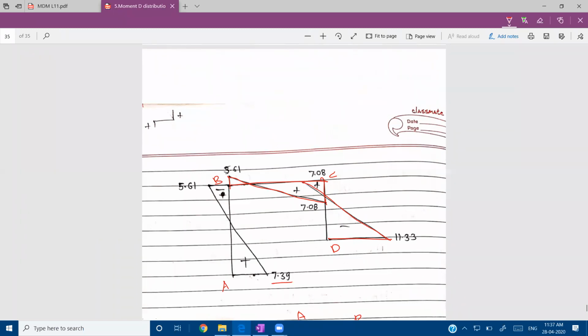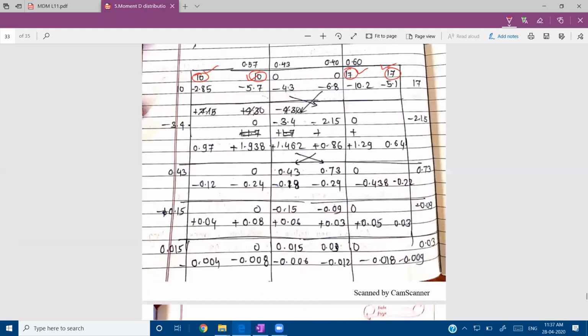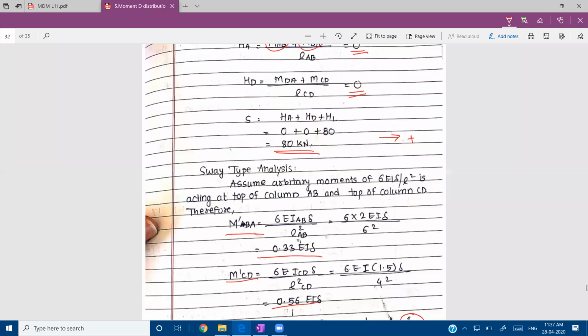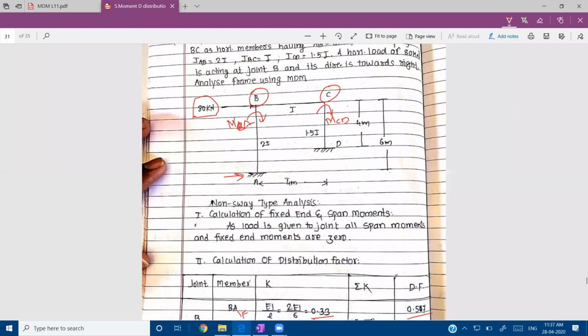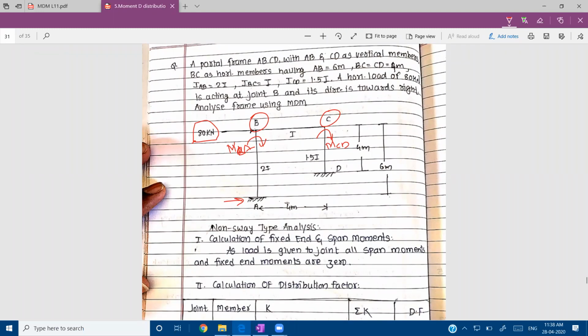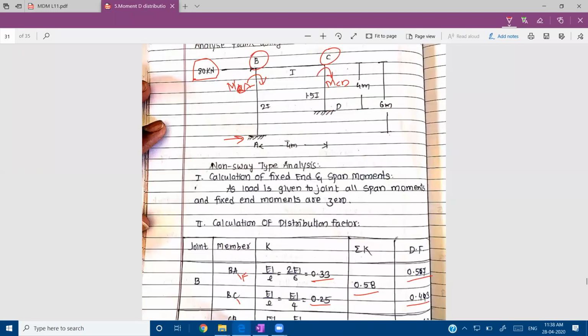So this is the problem when any type of horizontal load is acting on your portal frame. This problem is given in your notes also, so just refer to that problem.